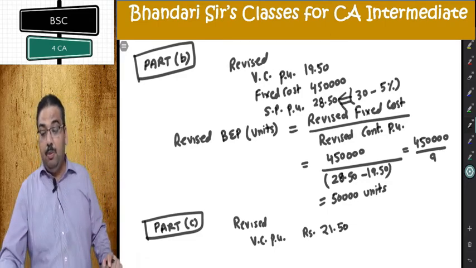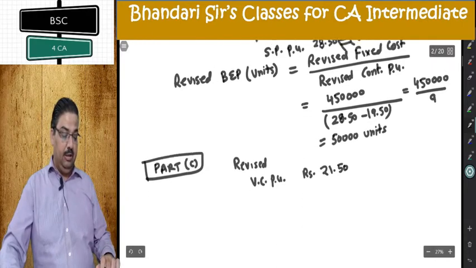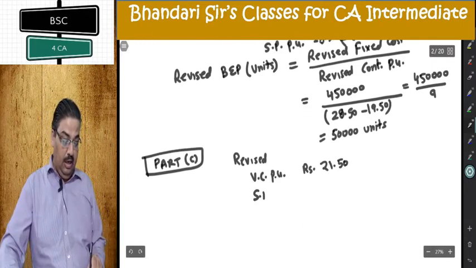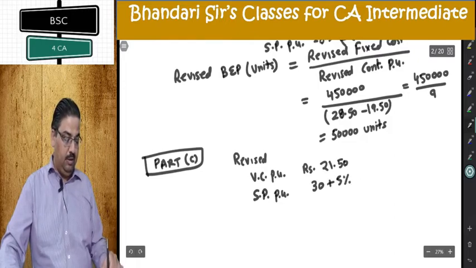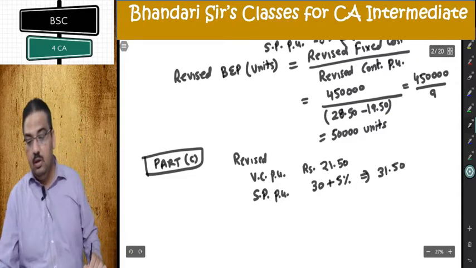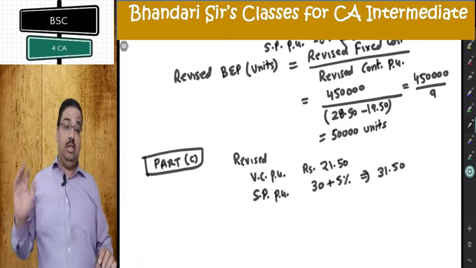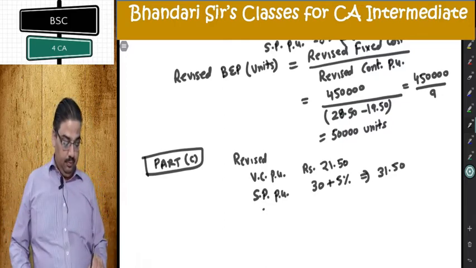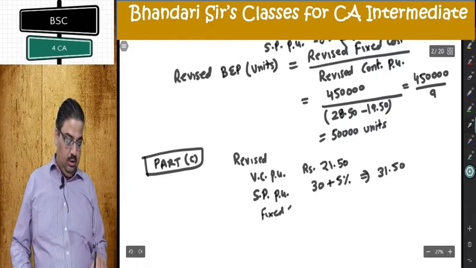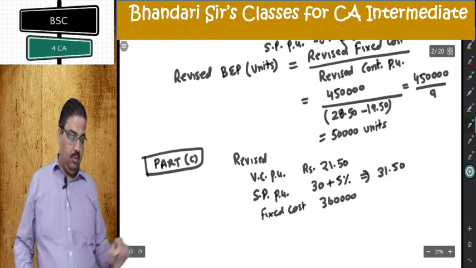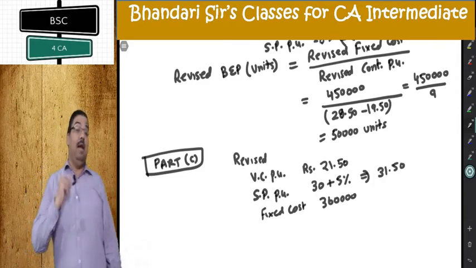The selling price proposed to be increased by 5%. Selling price is going to be increased. Earlier was 30 plus 5%. Implies 31.50. Did he talk about fixed cost? No. Means fixed cost remains same as original one. Fixed cost 3,60,000.